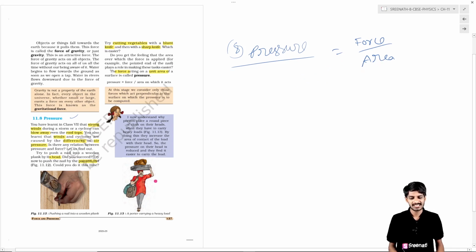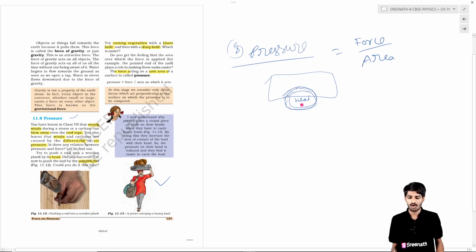Basically, you have seen these boys at the railway station. We call them porters. What do they do while carrying heavy weights on their head? They have a red towel and they will roll it around their head. They will make it round like that, and tie this red cloth around their head, and put heavy weights.